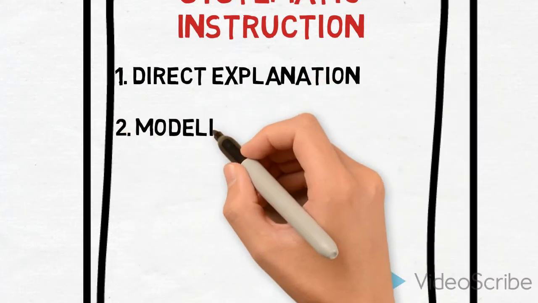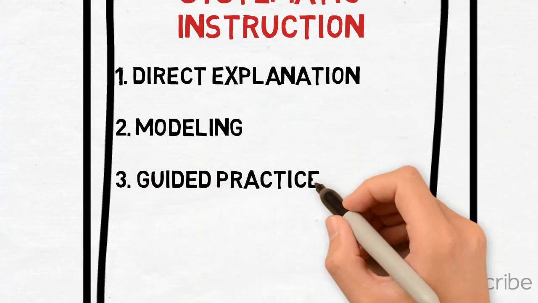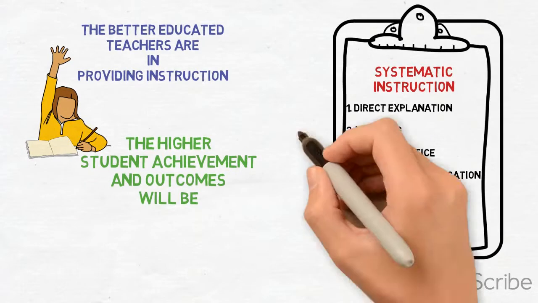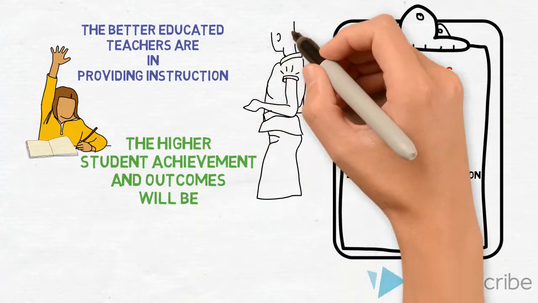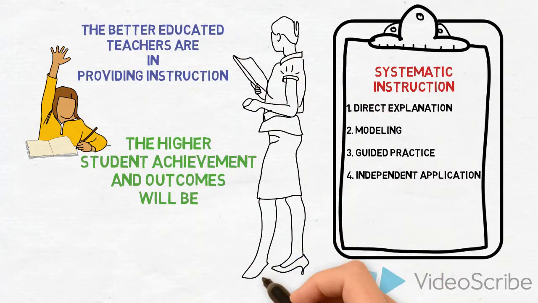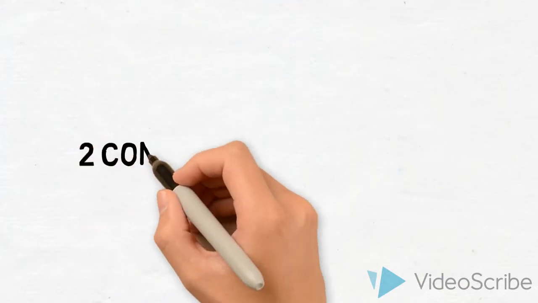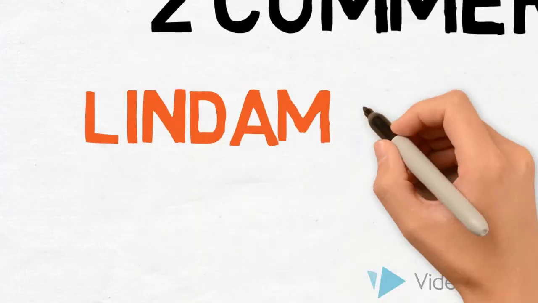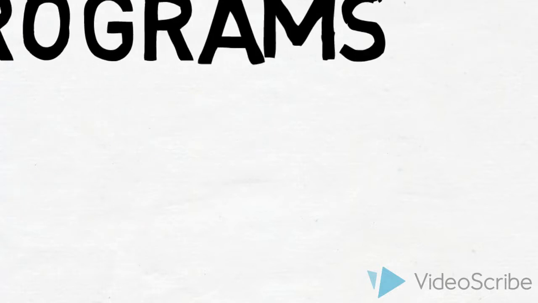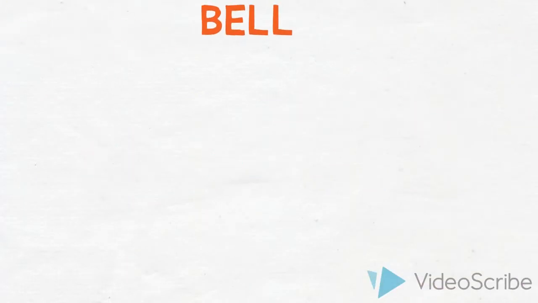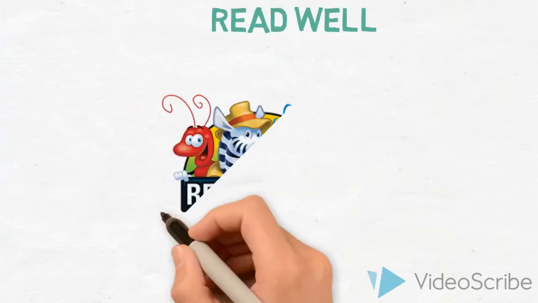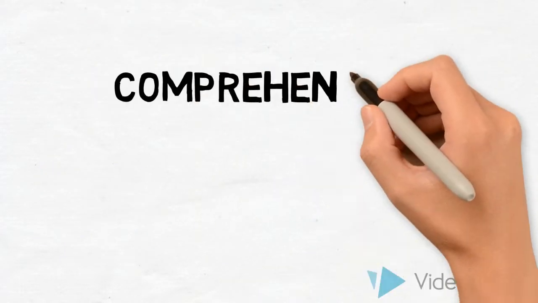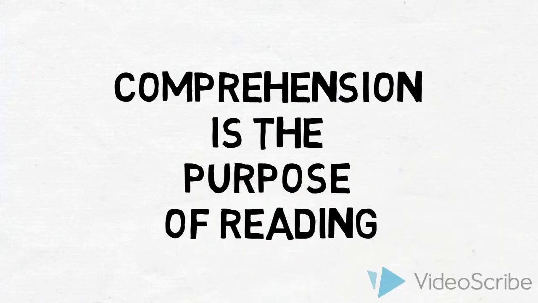Then there is guided practice, where the teacher supports students as they learn to apply the strategy. Finally, there is application, where the students are assisted until they can independently use the strategy. Two programs that explicitly and systematically teach comprehension instruction are Lindamood-Bell and Read Well. It is critical that comprehension strategies be taught to readers because, after all, comprehension is the purpose of reading.